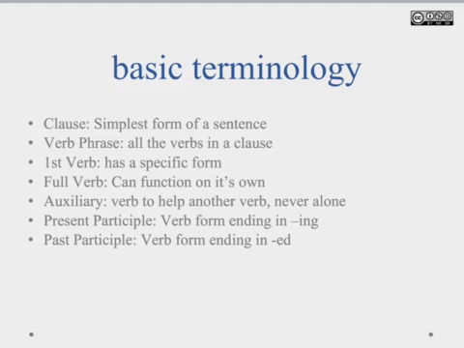A different type of verb is an auxiliary. An auxiliary doesn't describe a state or an action, but is a verb which is used to help another verb. And thus, an auxiliary never comes alone and is always followed by another verb.